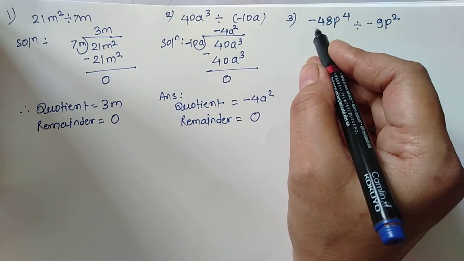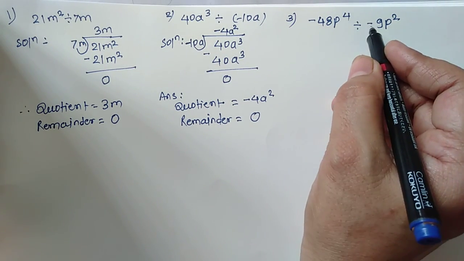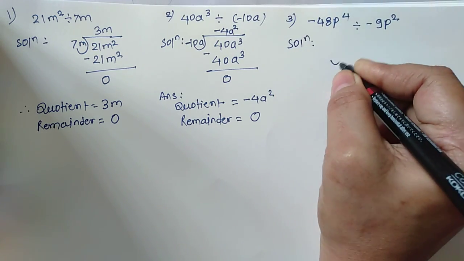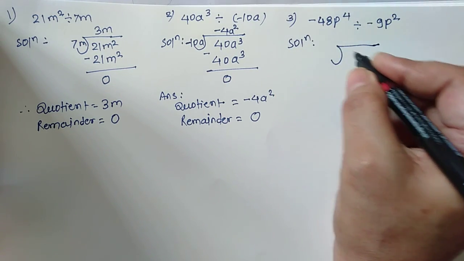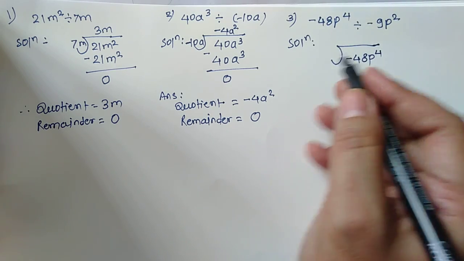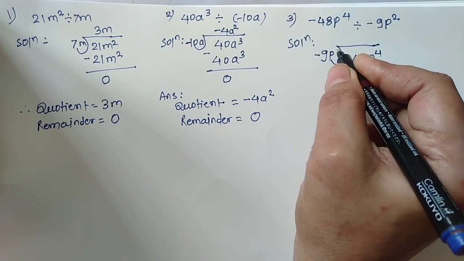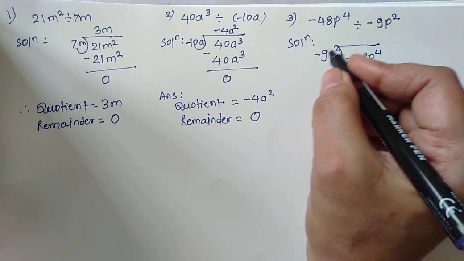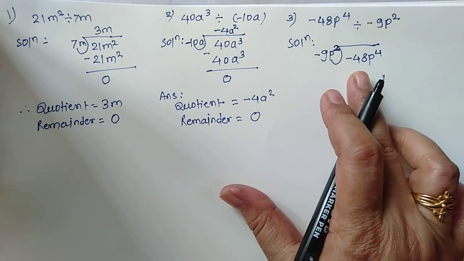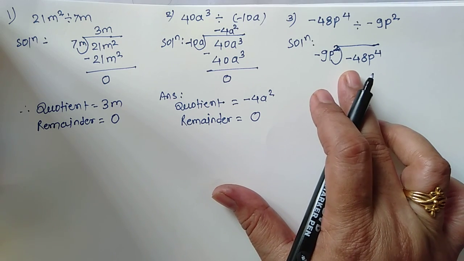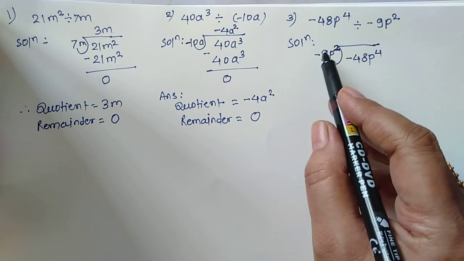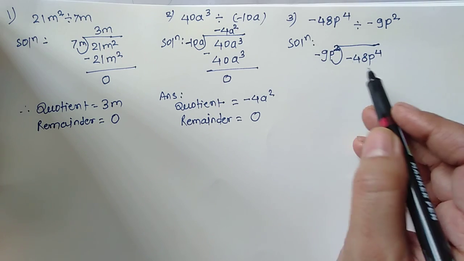See the third question. Minus 48p raised to 4 divided by minus 9p square. So the solution is, rewrite it into proper form. Minus 48p raised to 4 is the dividend and the divisor is minus 9p square. See the sign of the divisor here, negative, and the sign of the dividend also negative. So the sign of the quotient is positive because positive multiplied by negative is negative.